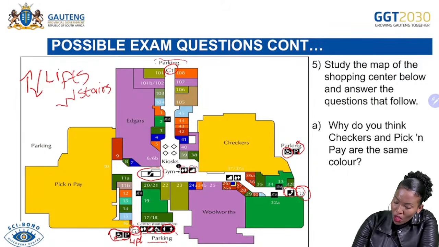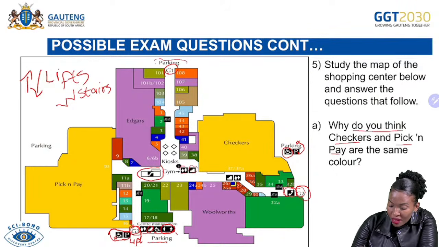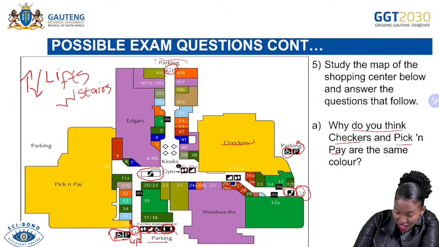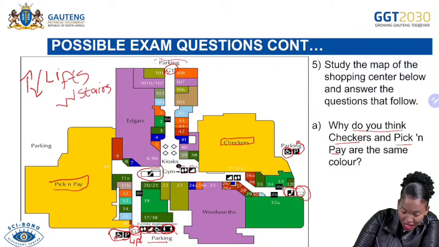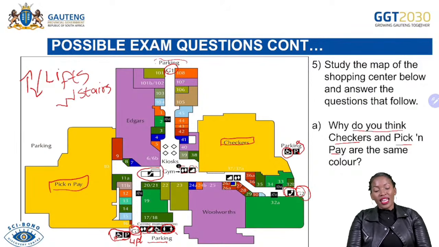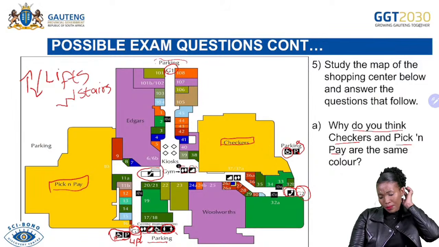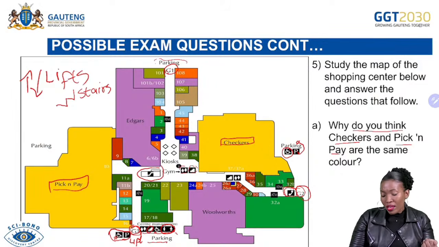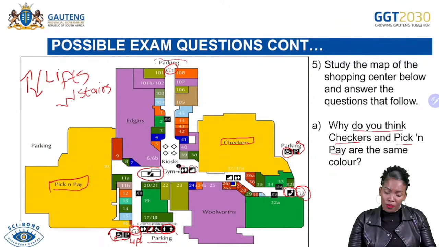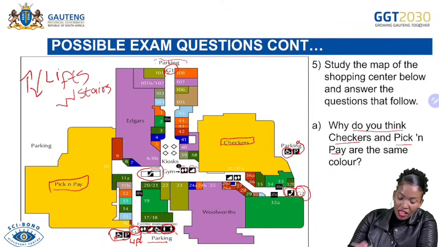A. Why do you think Checkers and Pick n Pay are the same color? Let us look at Checkers. This is Checkers and this is Pick n Pay. And both of them are colored yellow. So why is it that they have the same color? The reason could be they are the same type of stores. Both of them are grocery stores. That could be the reason. So it means for this complex, for this plan, they are using color to label their shops.